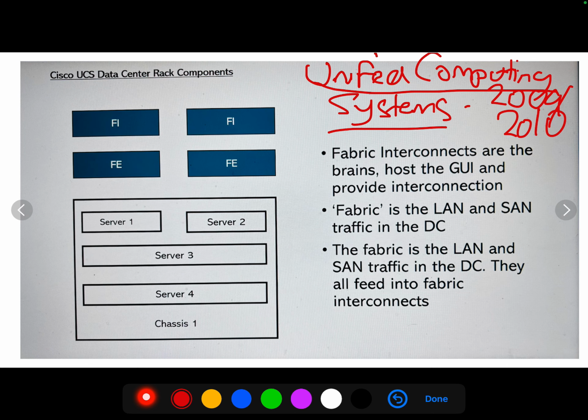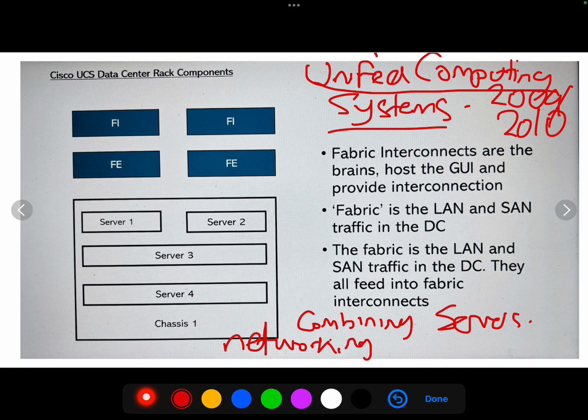So, integration, or combining servers, networking, and storage into a single system that would be managed through a GUI.